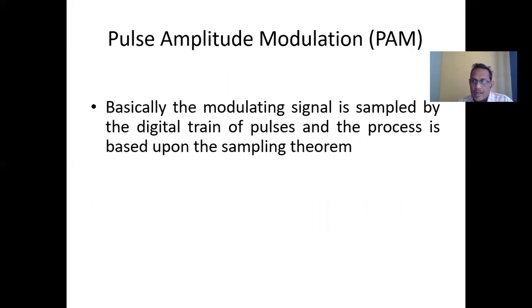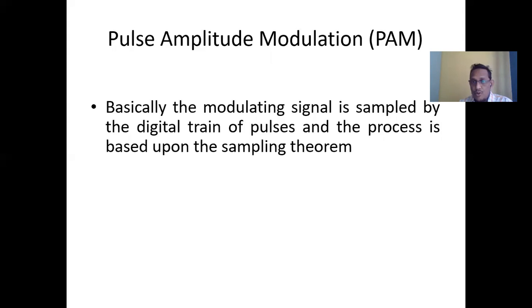Before that, we will just compare with the definition of amplitude modulation. Amplitude modulation is a process of changing the high frequency carrier signal in accordance with the amplitude of the modulating signal, by keeping frequency and phase constant. That's why it is called amplitude modulation. We already defined this one. Now we will define the pulse amplitude modulation.